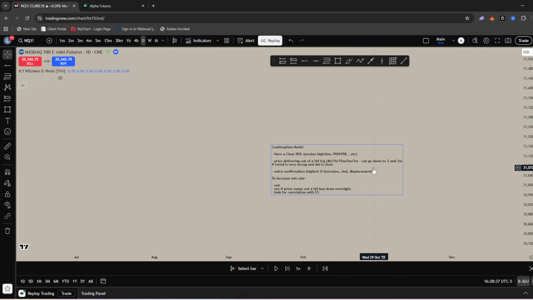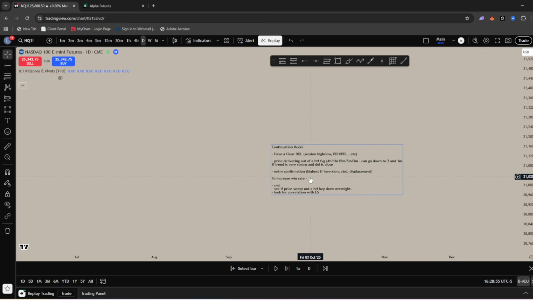You want to see price delivering out of a higher time frame gap, which is going to be, again, it could be a 4-hour, 1 hour, 15, 5, 3. You can go down to the 2 or the 1, which we've just seen from that example, if the trend is strong. In that case, it was clearly strong. We'd already taken out the buy side. We had clear draws lower. We were delivering out of a higher time frame gap. It just made sense that we would go lower.